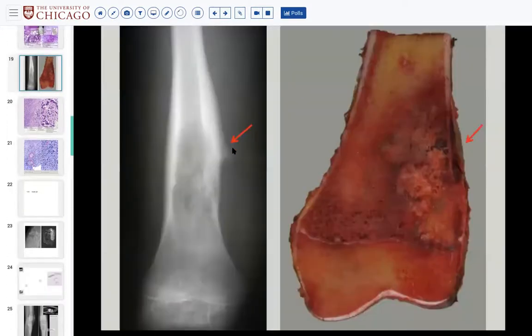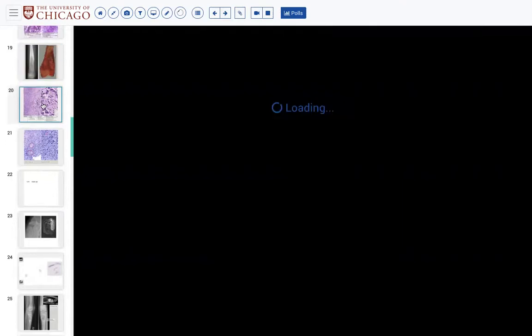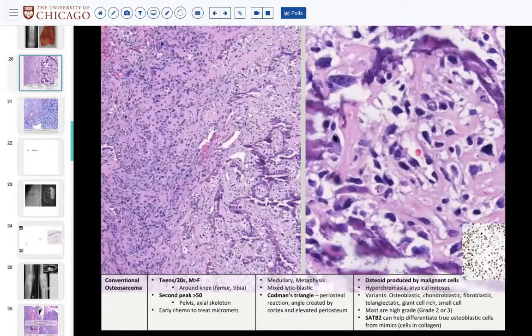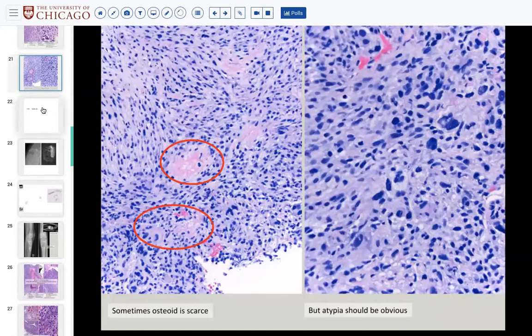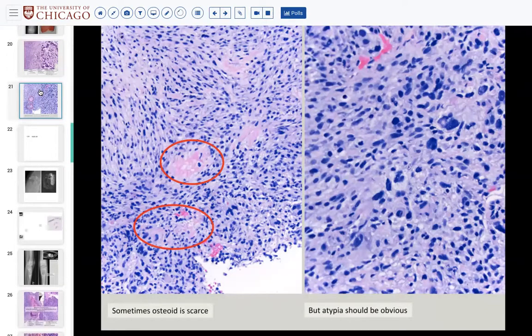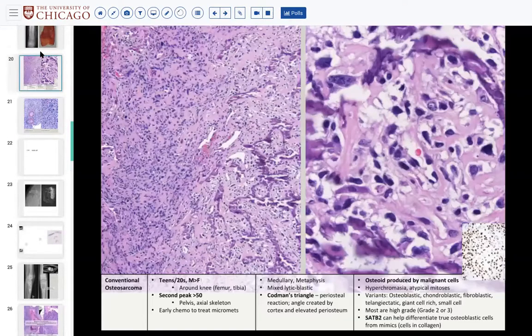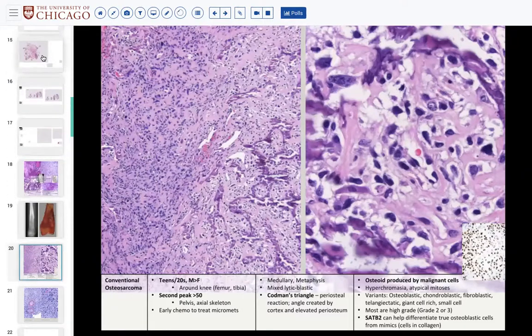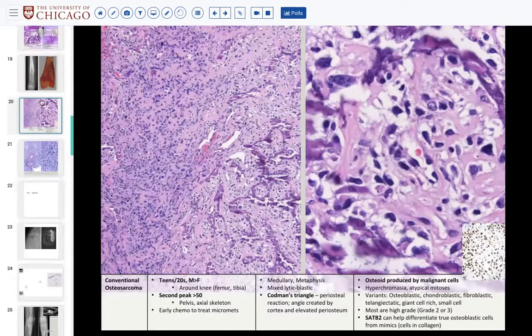So, you know, if you're lucky, right, you'll get the classic Codman's triangle with the bowing out of the periosteum. If you're lucky, you'll get super enlarged, hyperchromatic, mitotically active lesions. Sometimes you have to search for osteoid, right? In our case, we had a ton of osteoid and we actually had to look beyond it to find the nuclear features of the lesion. So that was a challenging case of osteosarcoma from a frozen section. Does anybody have questions or comments?